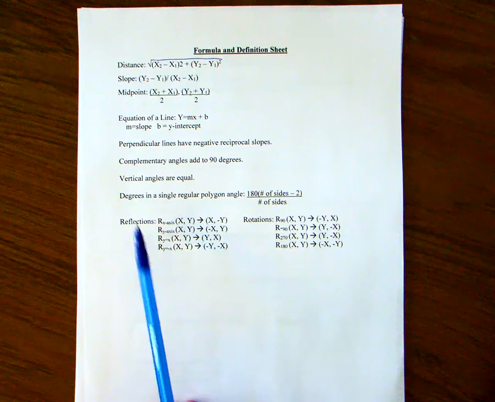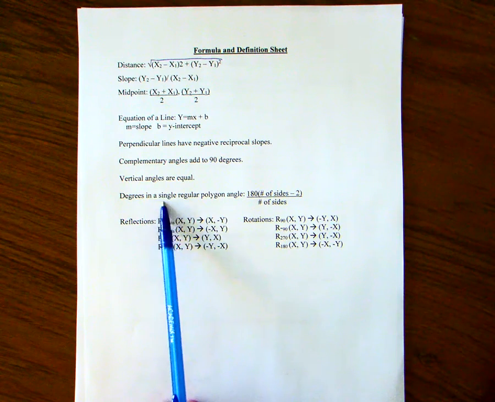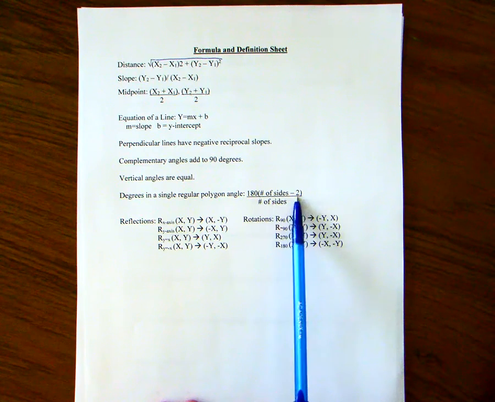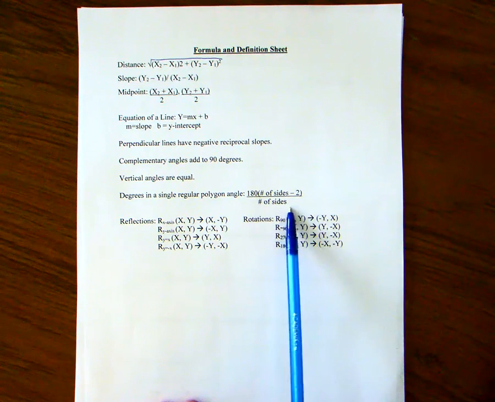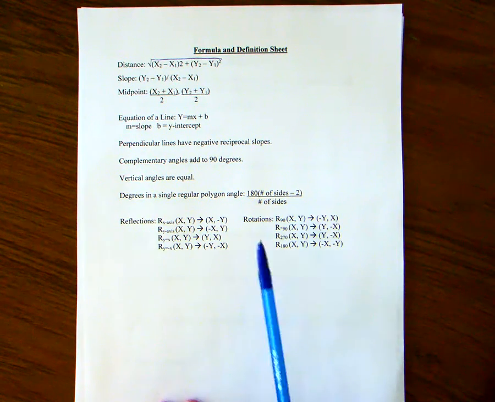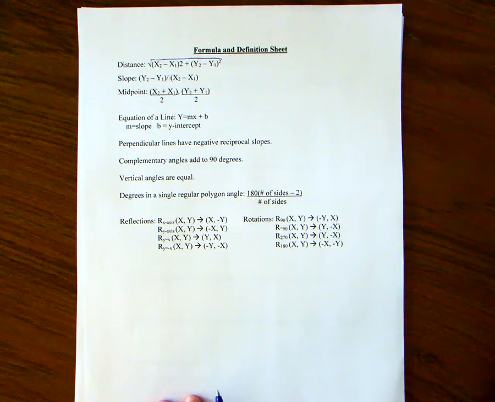Vertical angles are equal. Degrees in a single regular polygon is 180 times the number of sides minus 2, divided by the number of sides. And this could be like the last question. You'll see what that means. And I put all the reflections and rotations formulas on there for you as a gift.